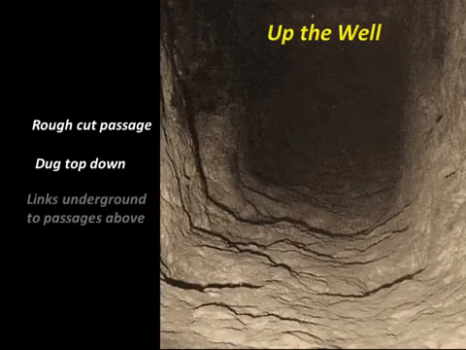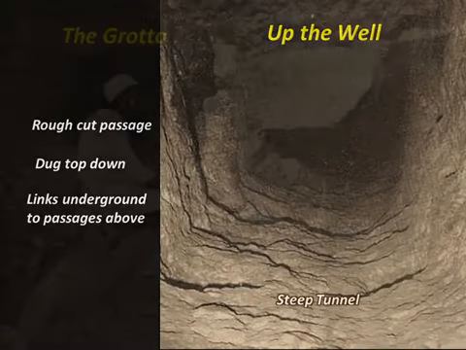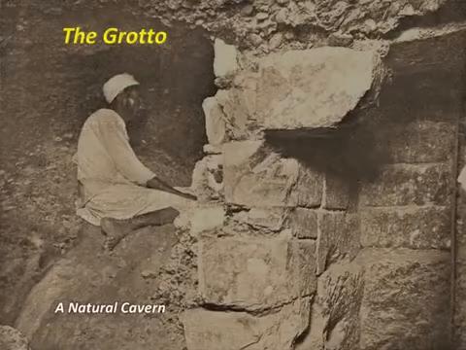And this is looking up the well. It's a rough-cut passage. It was dug from the top down, and it links the underground to the passages above. Important to note, it's a very steep tunnel. In fact, the last courses from the grotto on up are vertical, and they are made of masonry from there on up. But this is through rock. And this is a picture of the grotto.